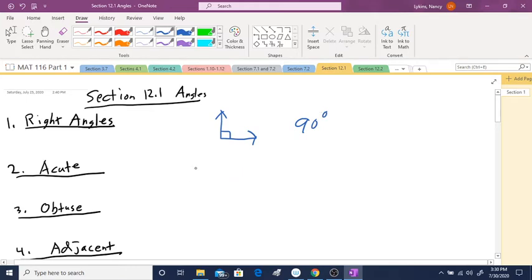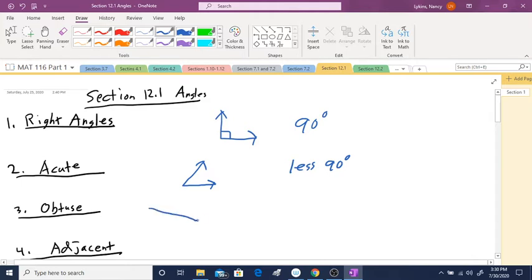An acute angle looks something like this. And notice it is less than 90 degrees. So this is going to be less than 90 degrees. So we're talking about it can be 1, it can be 10, it can be 30.